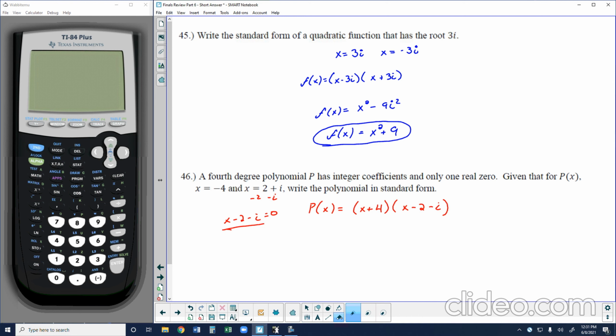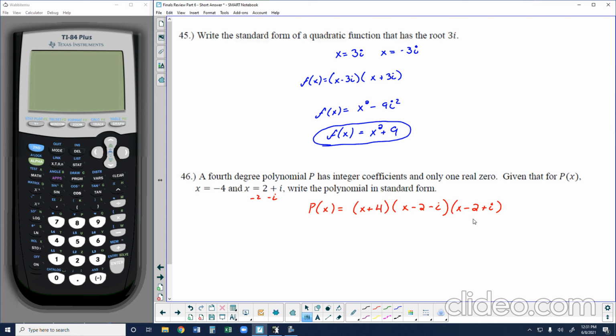Now remember, imaginary units come in pairs. So if I have an x minus 2 minus i, I also need an x minus 2 plus i. Now this gives me a 3rd degree polynomial because there are 3 linear factors.